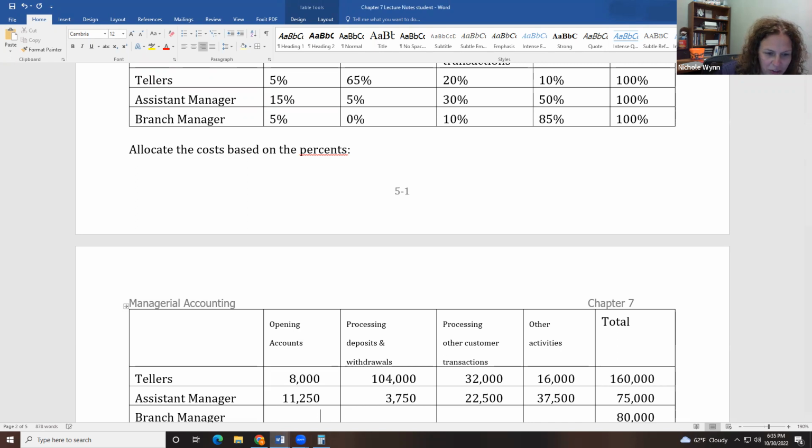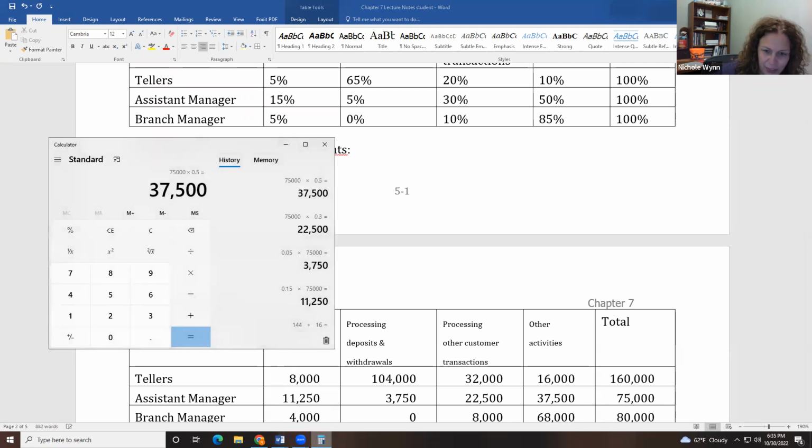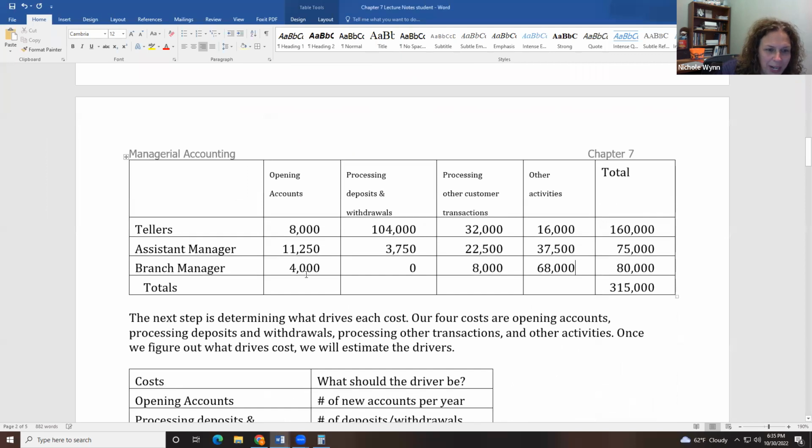And then the branch manager salary, I'm going to put 5% of it here. 10% is 8,000, so this would be 4,000. This would be 10%, which is 8,000. And then 85% would be the rest, which looks like 68,000, I think. Let me check that one. 80,000 times 0.85. Good math, Nicole Lynn. Okay, so now I'm going to add them up and we're going to see where we ended up overall.